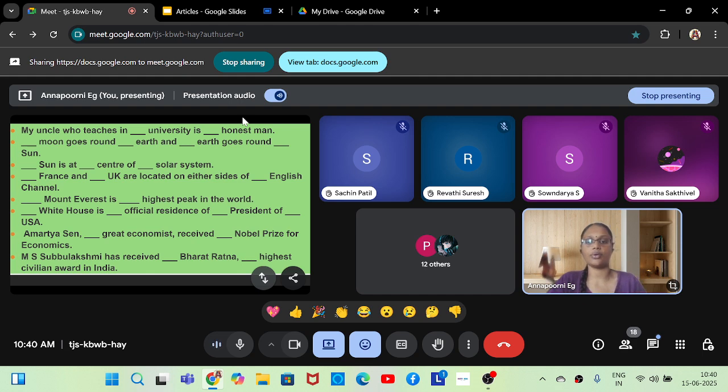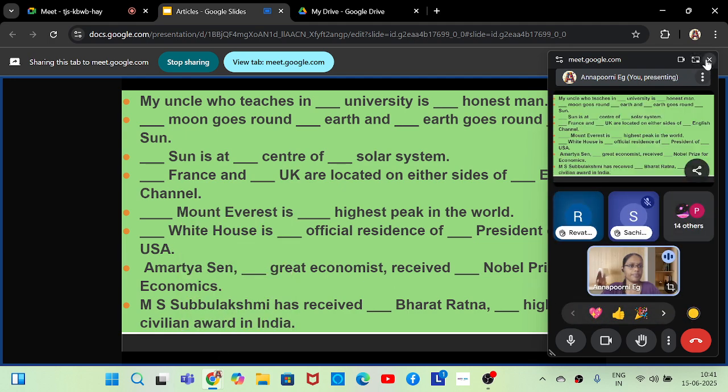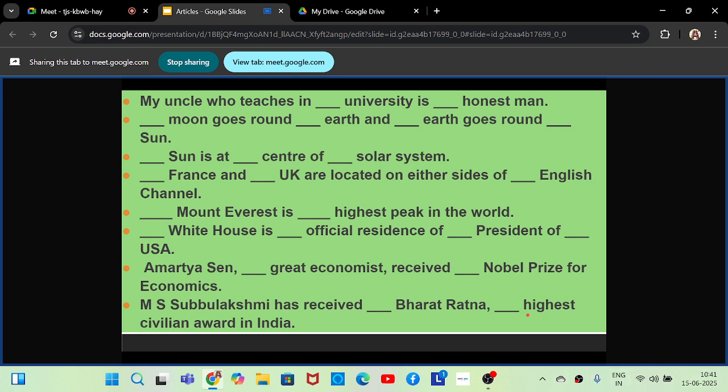After Bharat Ratna comes Padma Vibhushan, below that Padma Bhushan, and below that Padma Shri. Recently, many artists were given the Padma Bhushan award. So, has received the Bharat Ratna, the highest civilian award in India. Here also you can see the word highest, an adjective in the superlative degree, just like the highest peak, the largest. So you are using the article the.